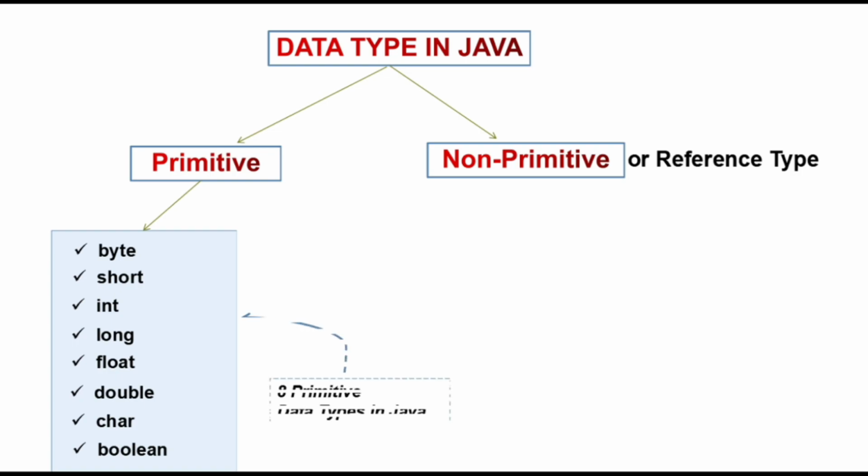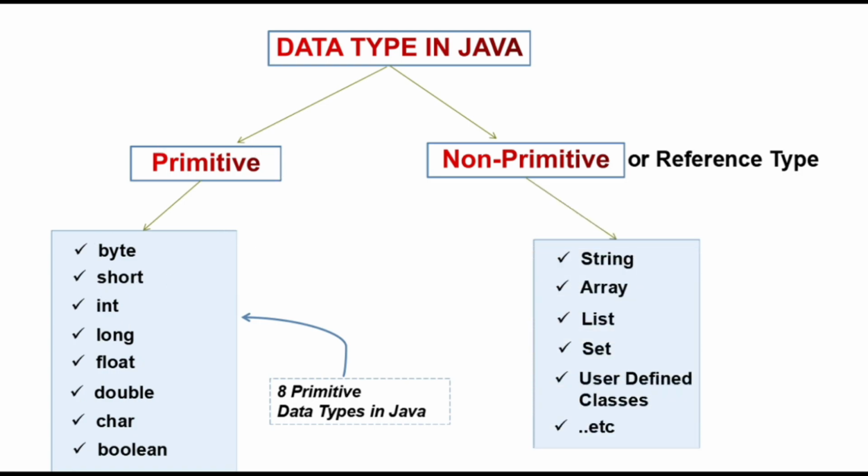And what is the count? There are 8 primitive data types in Java. We can also call them fundamental data types in Java. These are the data types which are going to be used most at the time of writing our code. So we have to remember these data types, and apart from that all are non-primitive: string, array, list, set, and user defined classes. Whatever classes we write in Java, all are data types, but all are non-primitive.